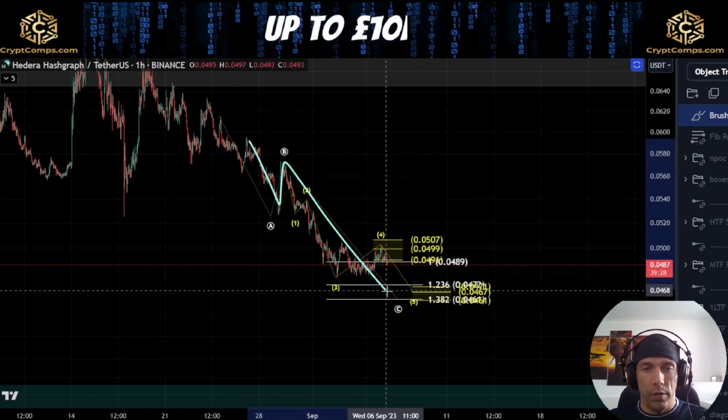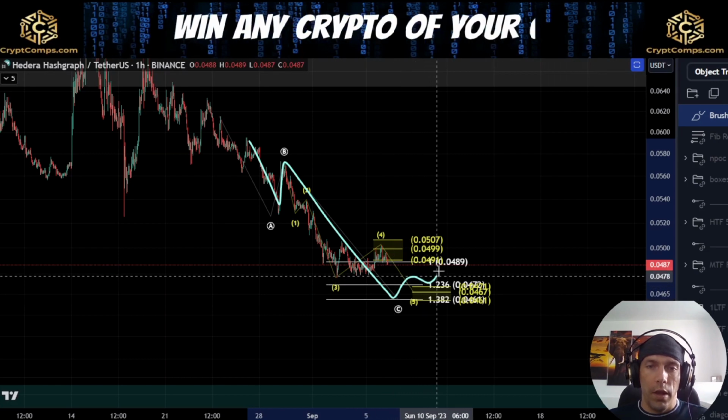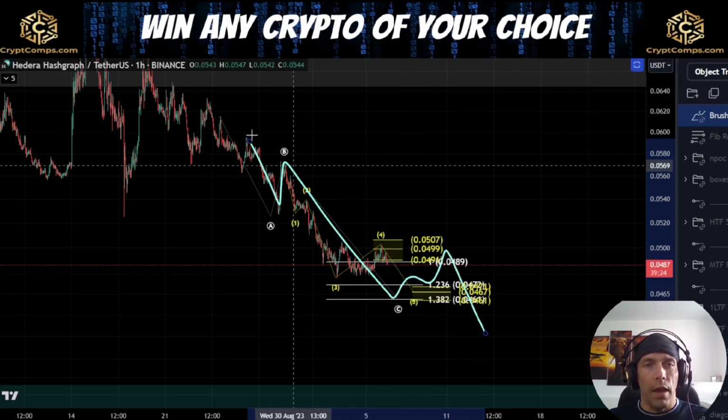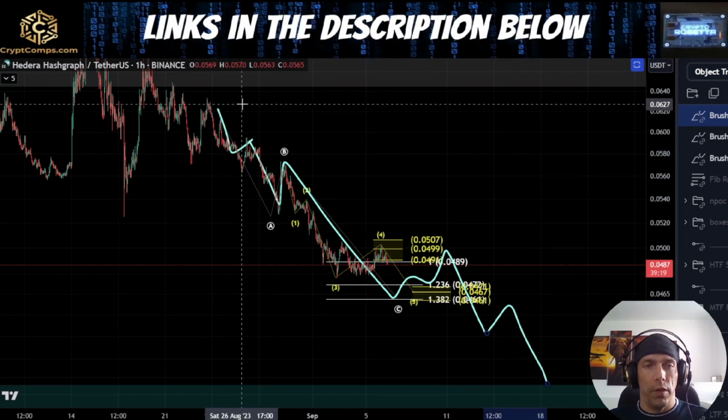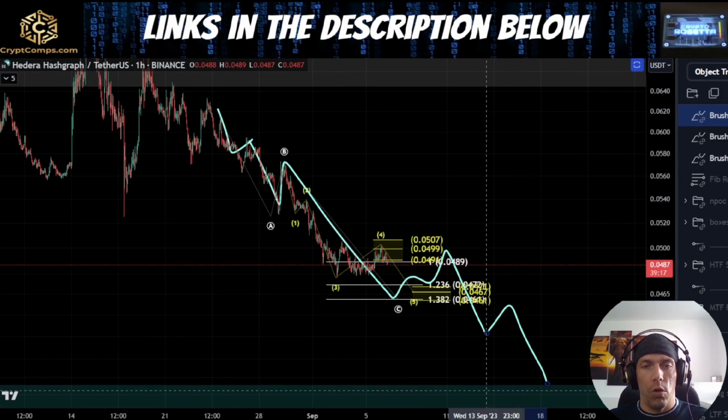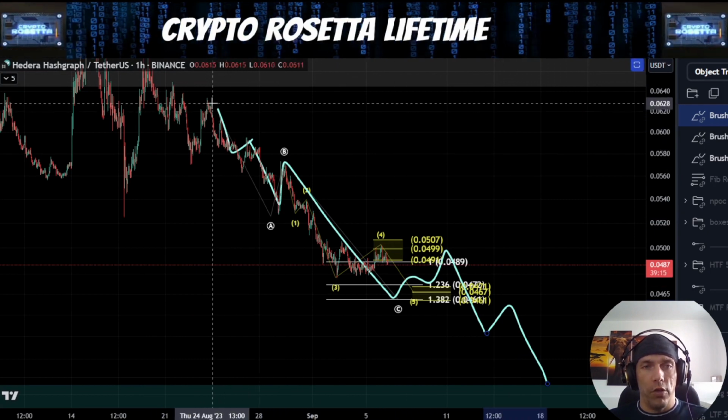So if we complete this yellow move down here, this could align with having another 4th and a 5th, and then we'd have to look at this as another 1, 2 here. We'd get another 4th and a 5th, and then that would tie into the idea of this whole move being a 5-wave structure from this point.